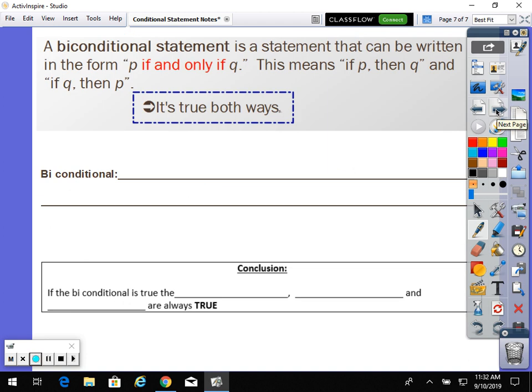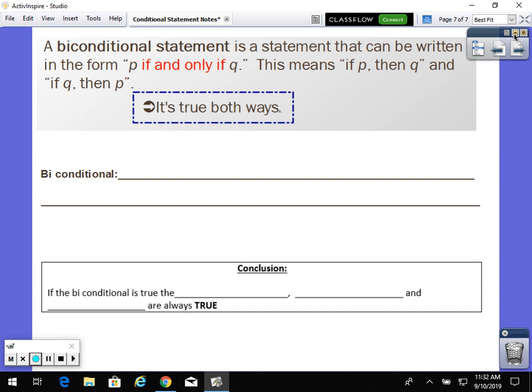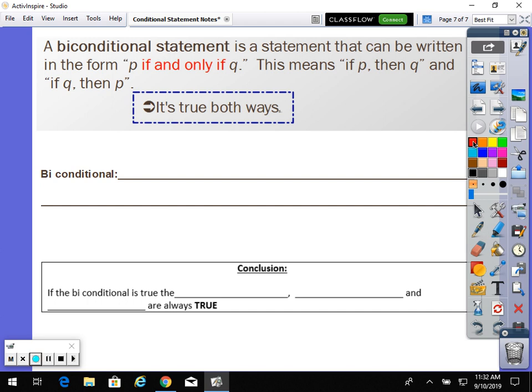So a biconditional statement is a statement that can be written in the form P, which is the hypothesis, if and only if Q, the conclusion. So let's fill that in for P and Q. So P, remember, that means our hypothesis, and Q is the conclusion. So that means you can say if hypothesis then conclusion, and backwards, if conclusion then hypothesis. So it's true in both ways.